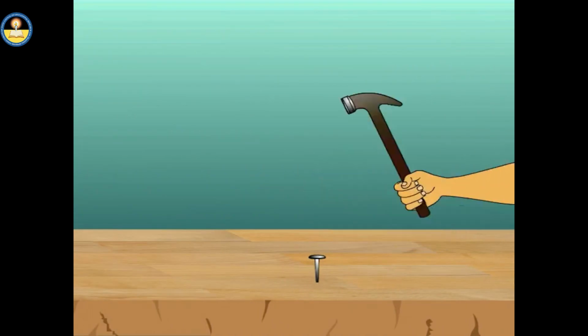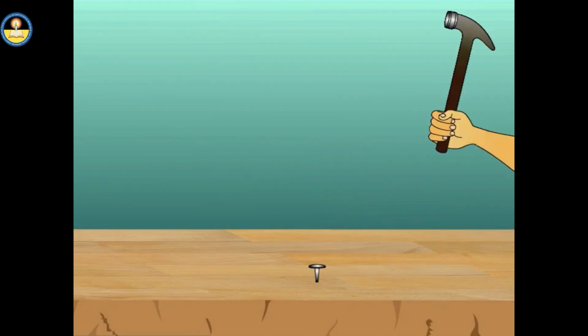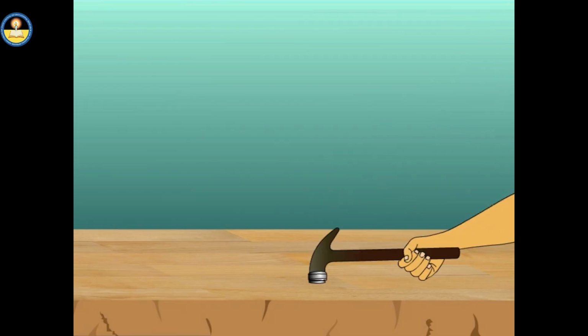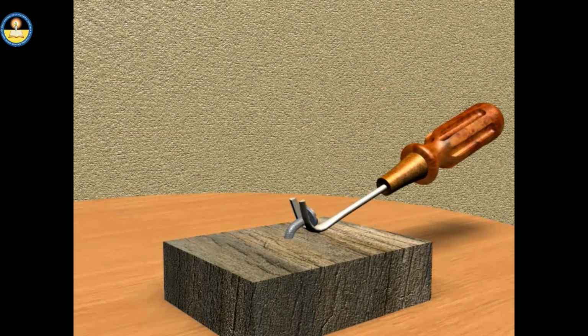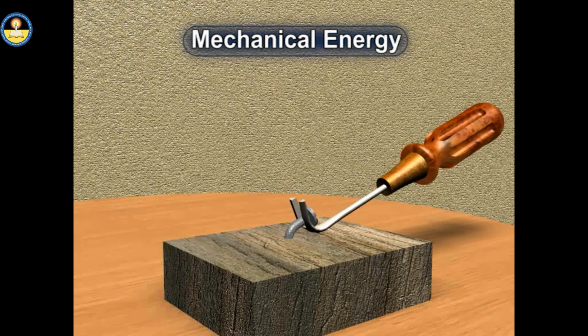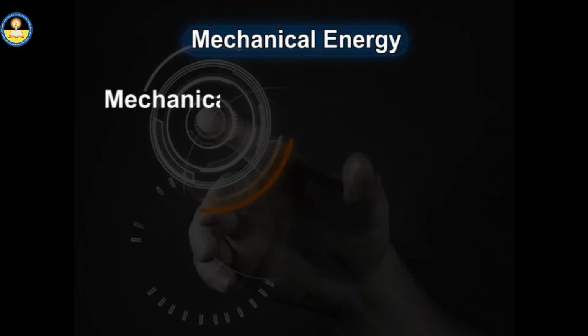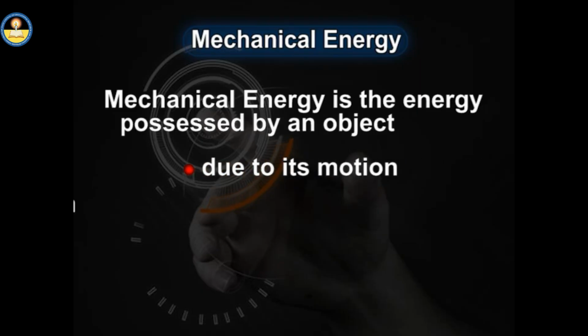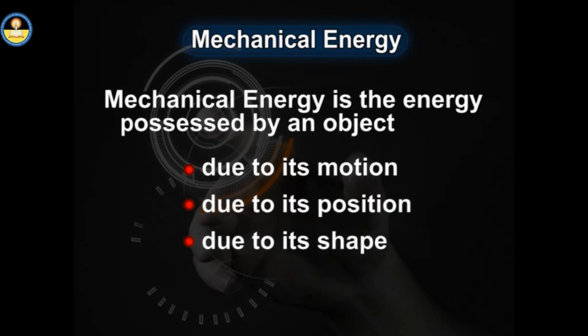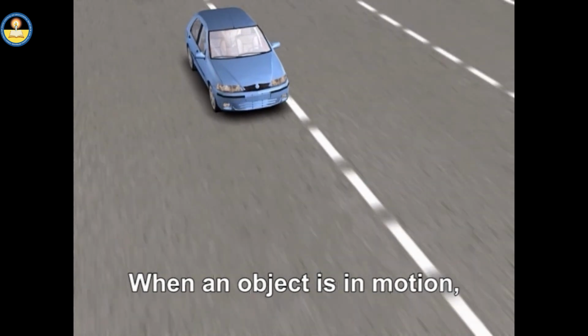In the process of doing work, the object which is doing the work exchanges energy with the object upon which the work is done. When work is done upon an object, that object gains energy, whereas the other object loses energy. This gain or loss in energy by the objects is known as mechanical energy. In general, mechanical energy is the energy possessed by an object due to its motion, its position, or its shape, such as when an object is in motion.